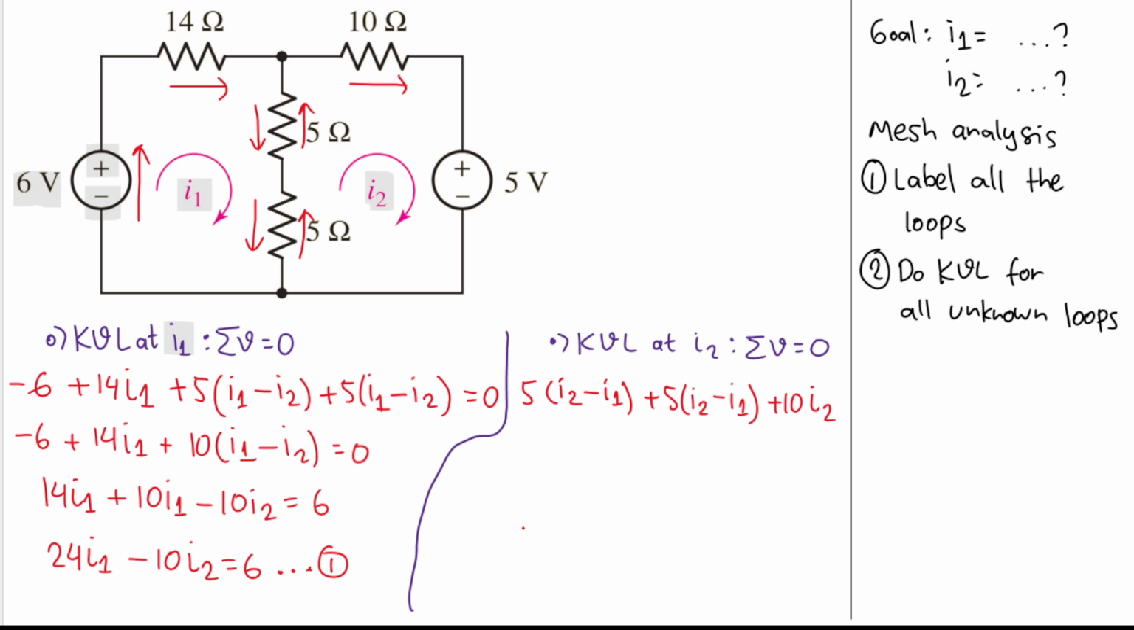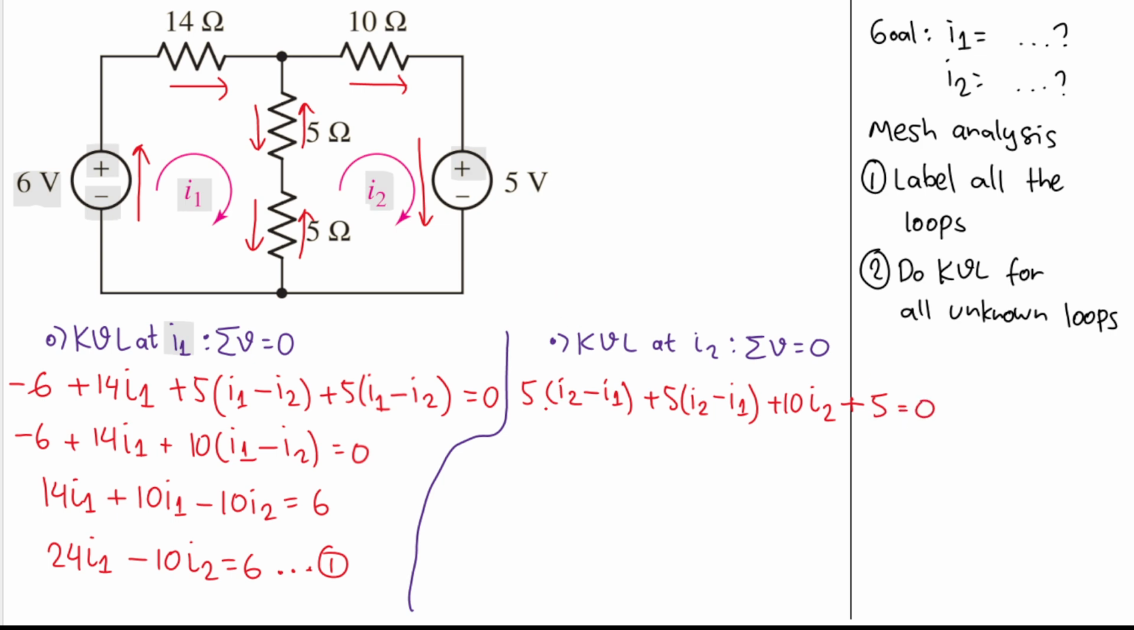Then let's move on to the very last component of this analysis, which is this 5-volt voltage source. The current flows like this, and here it flows from the positive terminal. So we will have a positive sign here, plus, and the value will be 5. All of that will equal 0.